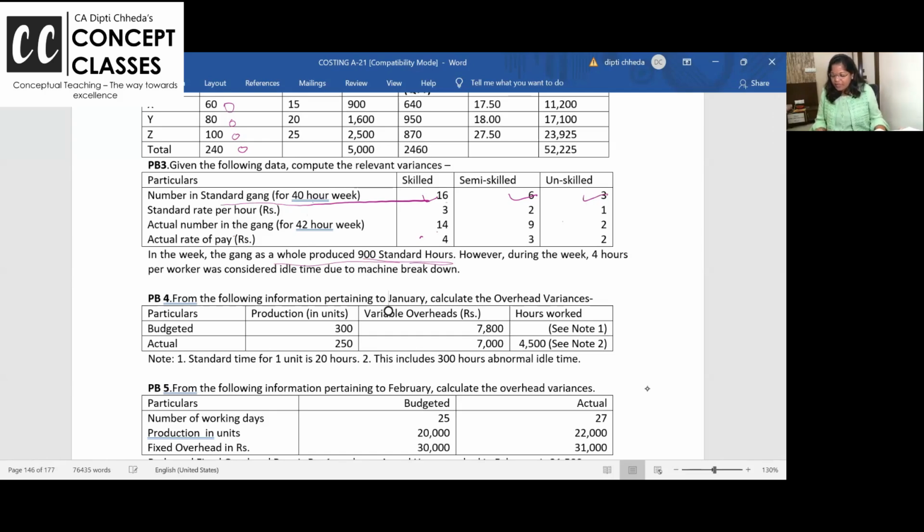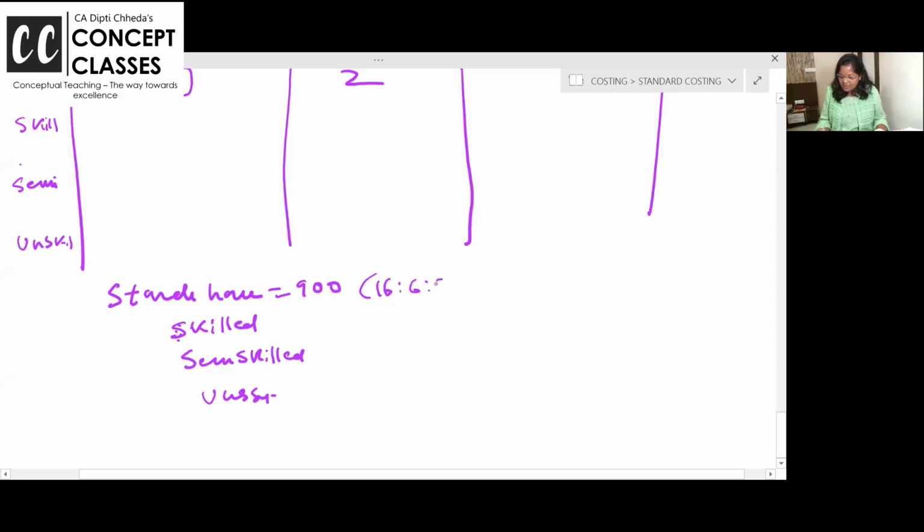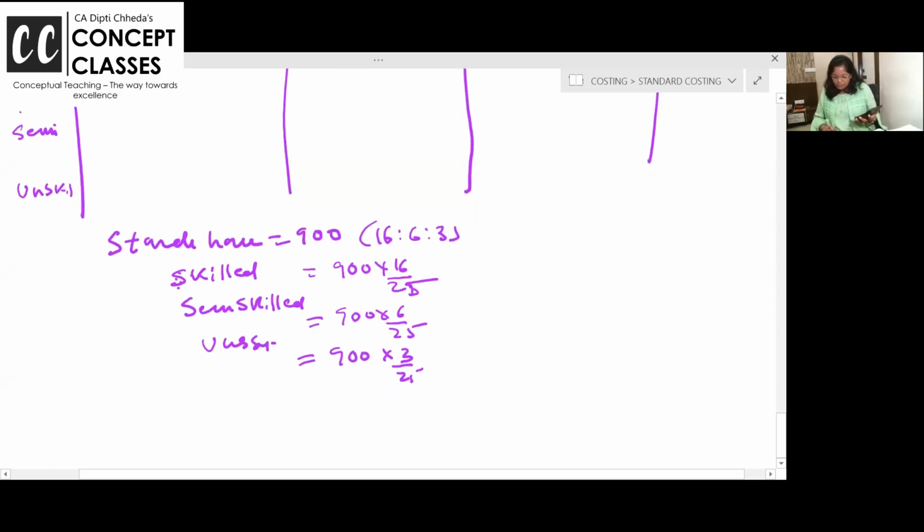Take the standard 900 hours in this ratio, 16:6:3. Do it, how much is it coming? 900 into 16 by 25. Do it quickly, please, all of you. The problems are easy. I am taking slightly bigger problems for practice. Done. After this, all small problems.